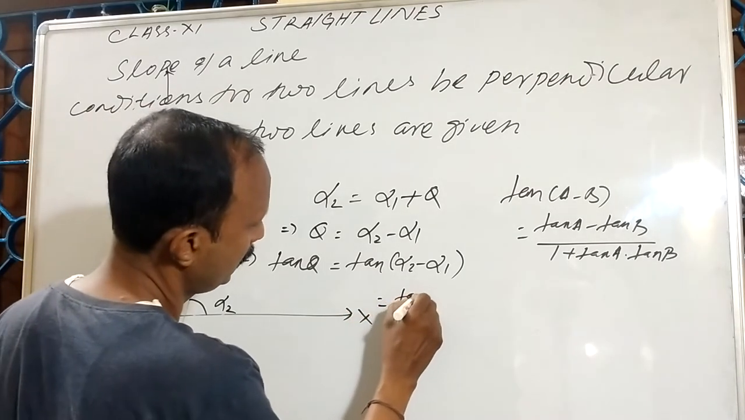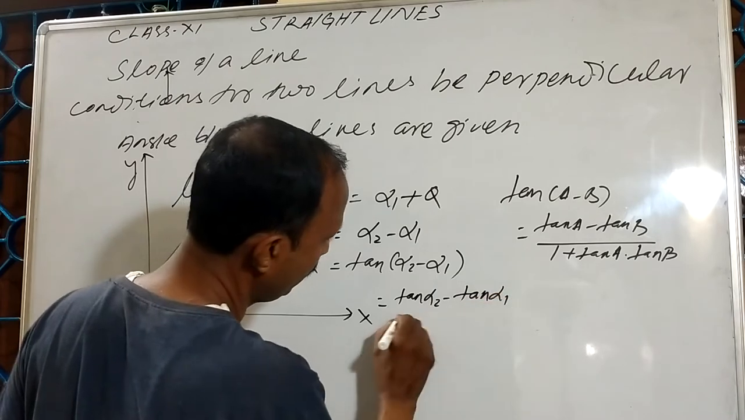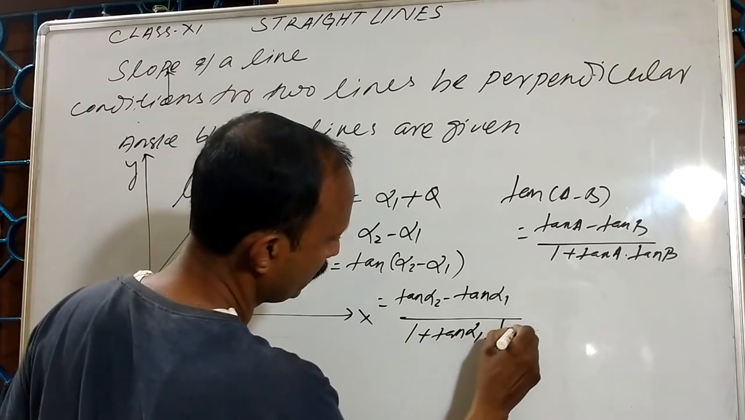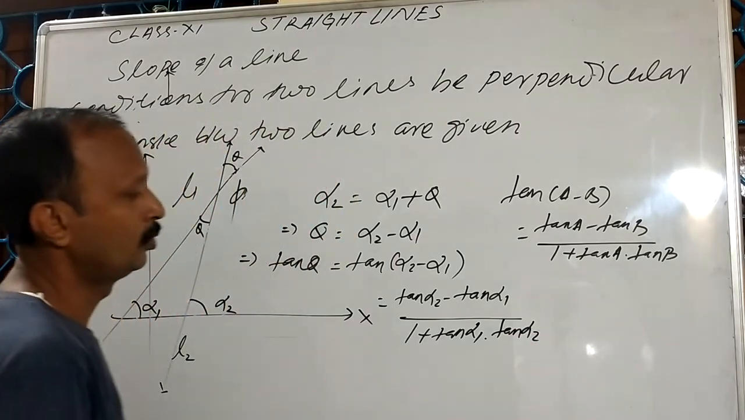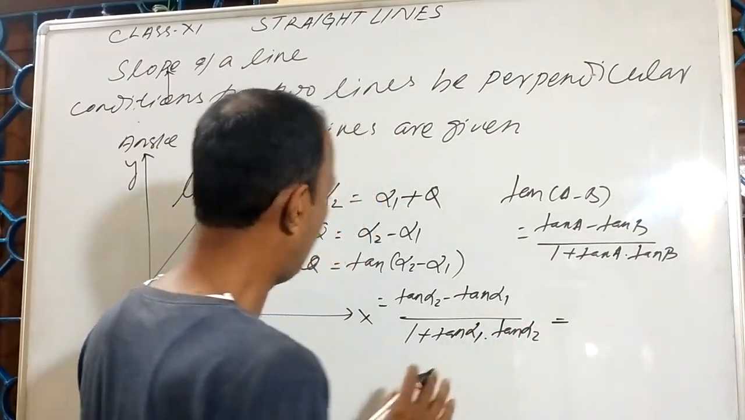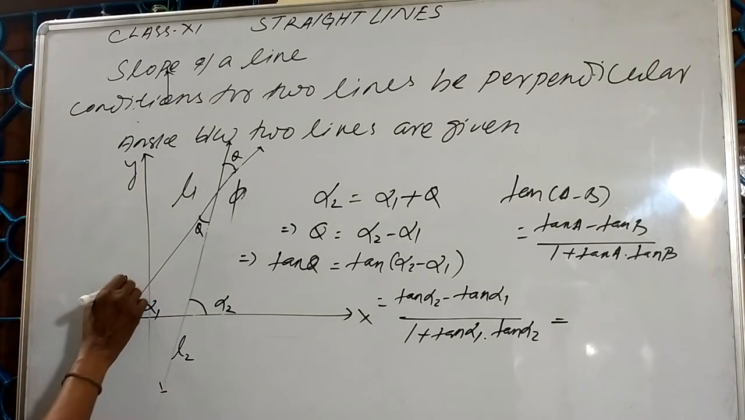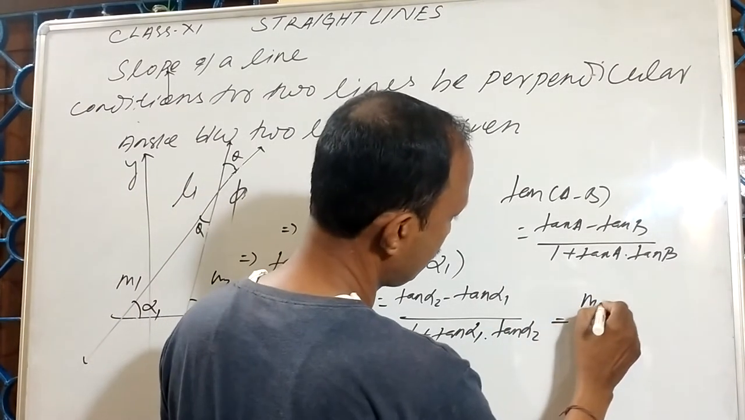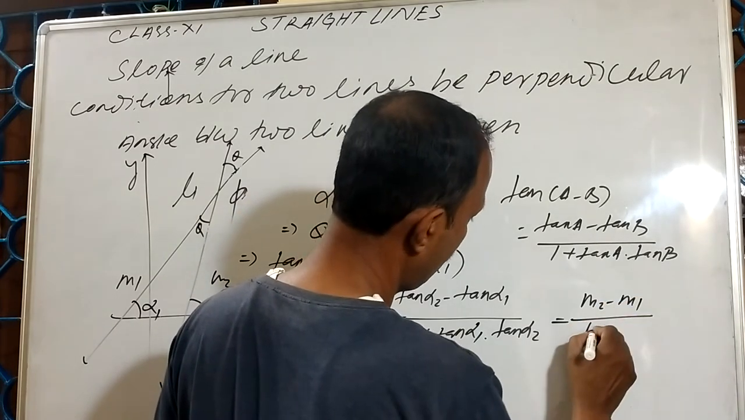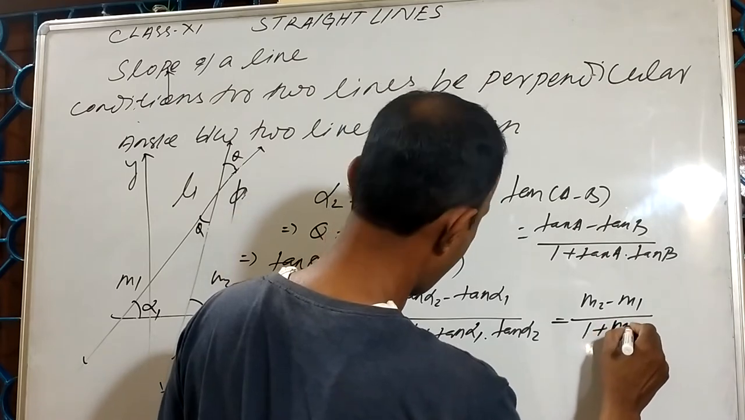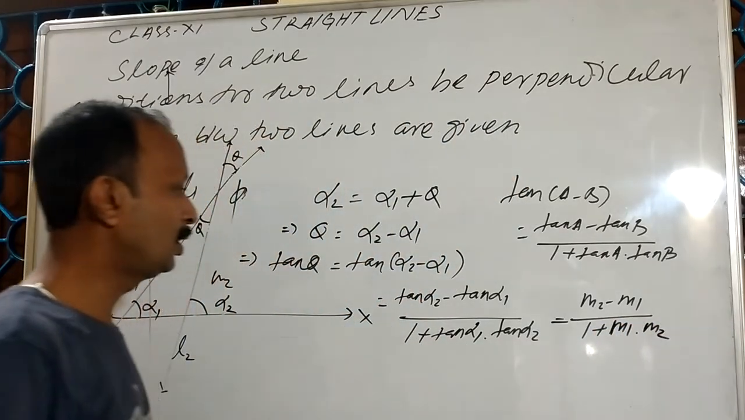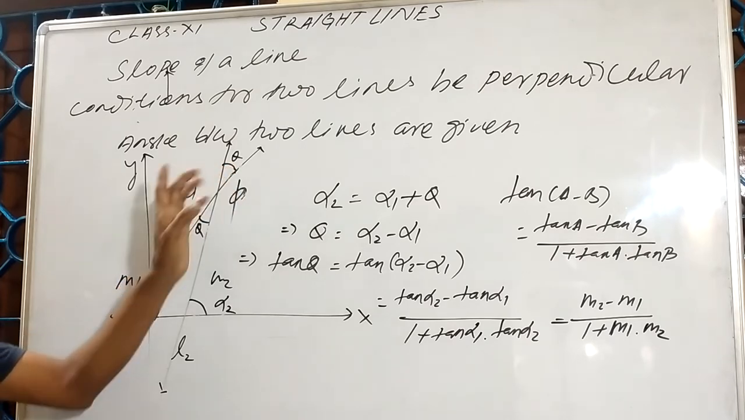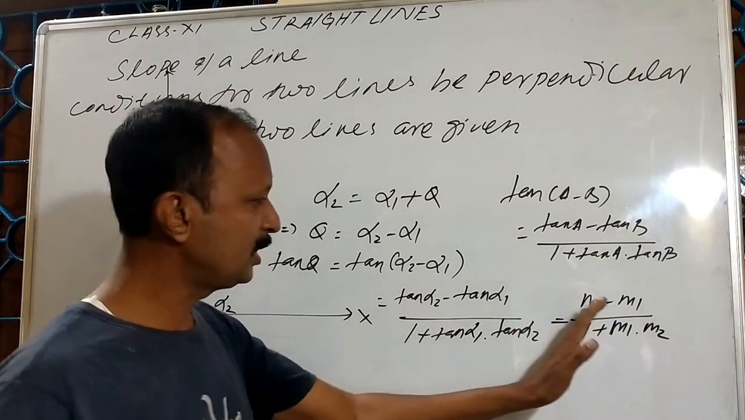So I can write this as tan alpha 2 minus tan alpha 1 divided by 1 plus tan alpha 1 into tan alpha 2. Okay, so tan alpha 1 is the slope of the line L1, this is M1. Here the slope of the line L2 is equal to M2. So I can write this as M2 minus M1 divided by 1 plus M1 into M2. This is the slope I found, tan theta. Theta here is definitely an acute angle, so I got the slope positive.